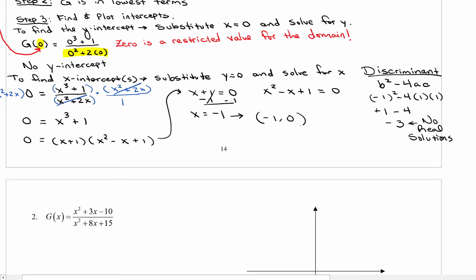There is only one X-intercept, -1, 0, and there is no Y-intercept. So I'm just going to go ahead and write this out, and I'm going to box this in.